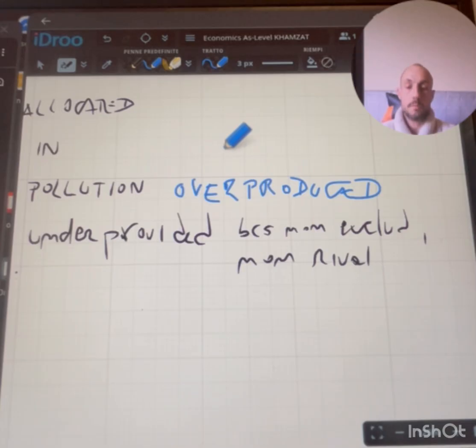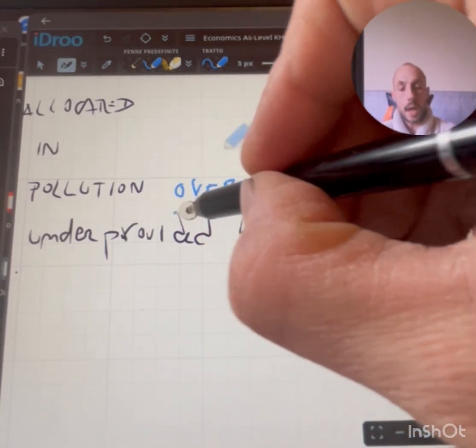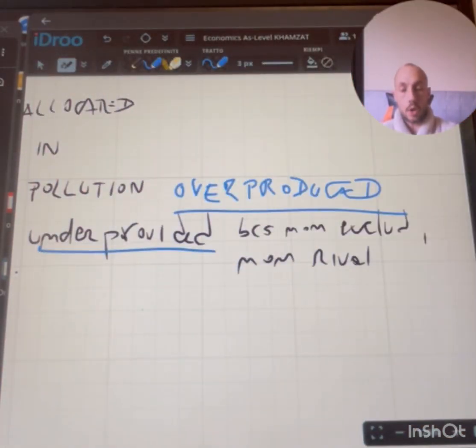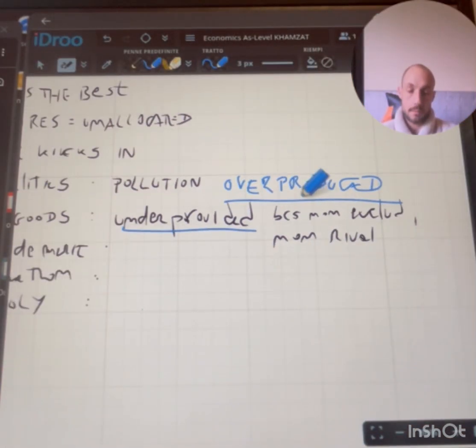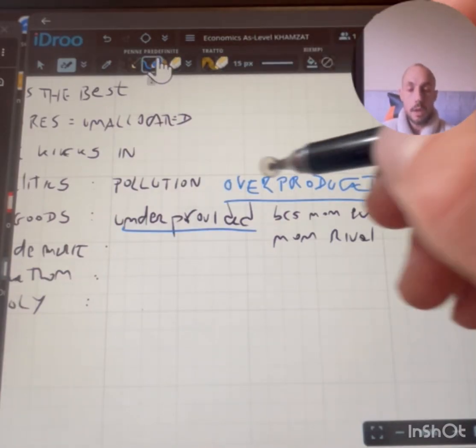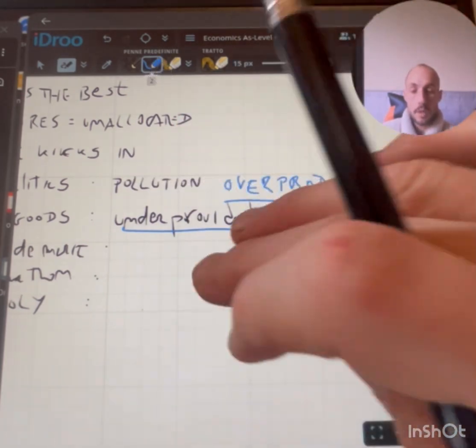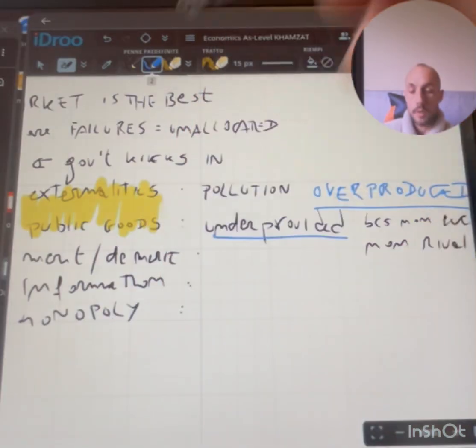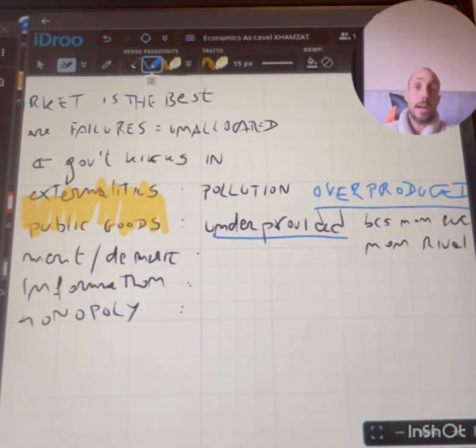Thank goodness. So the problem is that we have too much of this and too little of that. And these are the reasons why government must kick in. So externalities and public goods straightforwardly require governmental intervention. Now, what about merit and demerit goods?